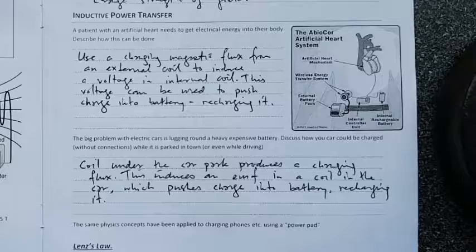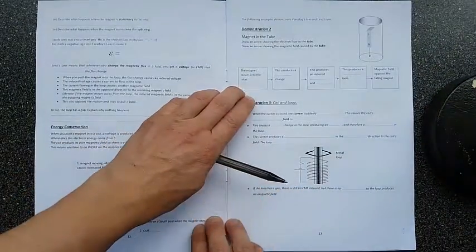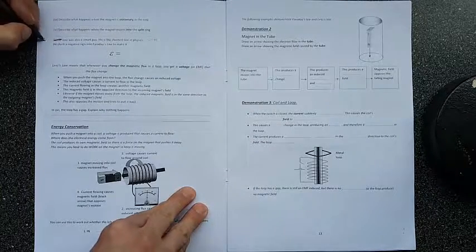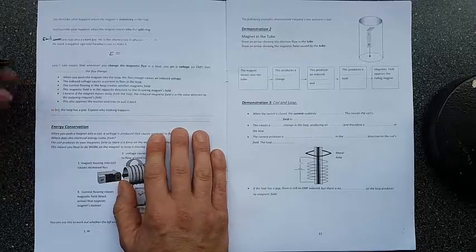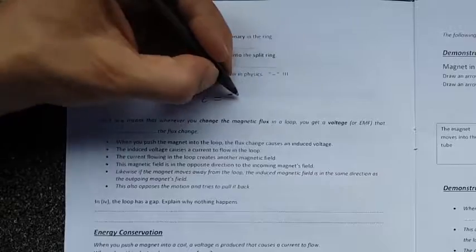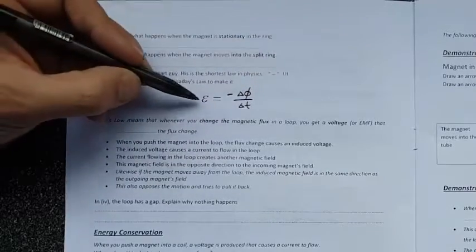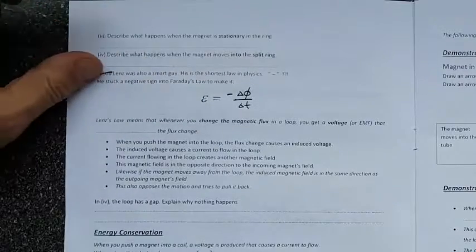Okay, so Lenz's law, we're going to skip this demonstration, and we're going to look at Lenz's law. His name actually was Emil Lenz, and what he did, he stuck a negative sign into Faraday's law, so it looks like this. Negative delta phi over delta t is equal to the induced EMF, and this is the equation that you have in your formula sheet.